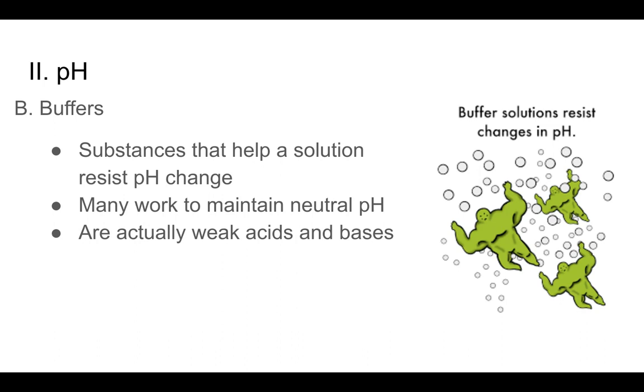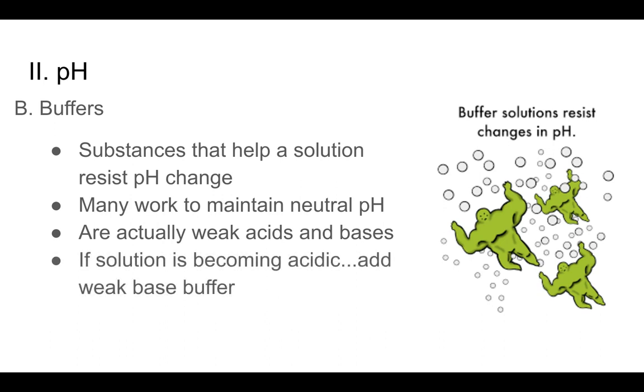Buffers are actually just really weak acids and really weak bases. So things that sit around a 5-6 would be a weak acid, probably more like a 6 would be a weak acid. And then substances that sit at around an 8 would be weak bases. And so those are buffers.